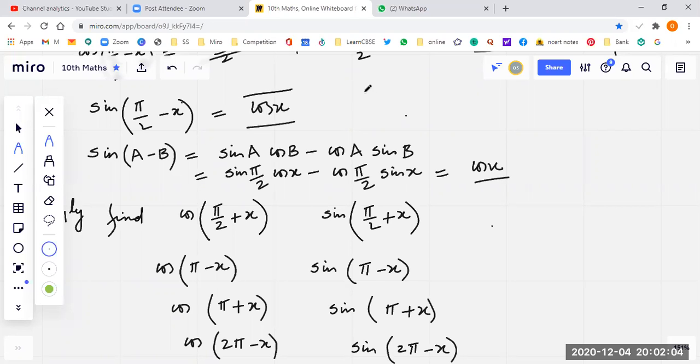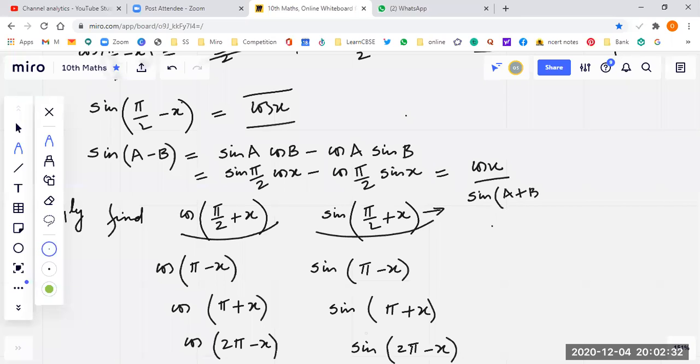Students, how we have proven these two, similarly you can prove all this. So this is your homework. Cos of pi by 2 plus x, sine of pi by 2 plus x. Yes. Ishma, can you tell me how will you proceed with this? So sine pi by 2 plus x, you will use the formula, which one? Sine of, yes, a plus b. Correct.